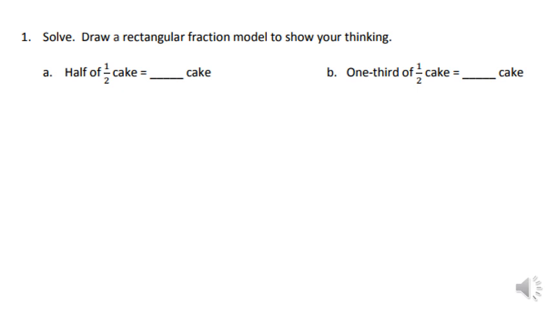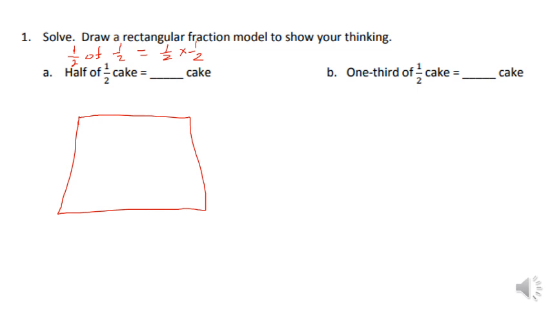Okay, so on problem 1, it says half of half a cake equals. So where it says half, we know it's half of 1/2. And we know anytime we say half of, it means 1/2 times 1/2. So what we would do is we would draw ourselves a rectangle. And I'm going to draw 1/2. And then I'm going to shade in, or what I like to call crosshatch, half of it.